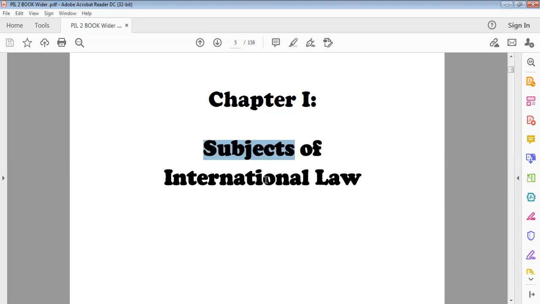So what is the criteria to consider that an entity is a subject of a law, whether a national law or even an international law? When the law directs its speech to this entity and decides what are the rights and the duties of this entity, we can say that this entity is considered a subject of the law.